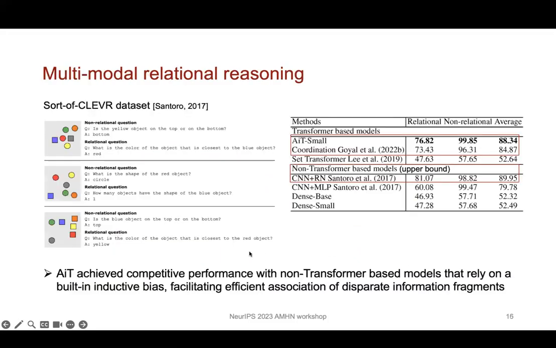The Sort-of-CLEVR dataset presents a multimodal reasoning task involving both image and text question inputs. In addressing relational reasoning tasks, AiT achieved a competitive performance with other non-transformer-based models, which are relying on built-in inductive biases. It shows that the AiT can indeed use the proposed framework to facilitate the efficient association among disparate information fragments.